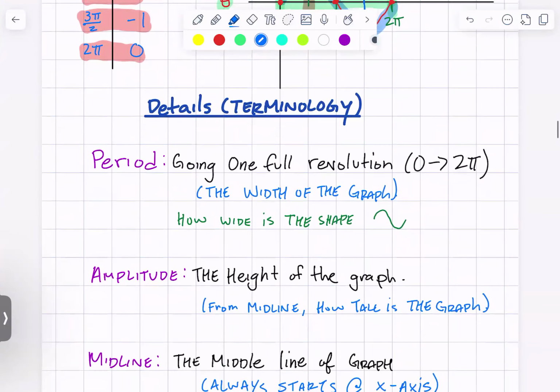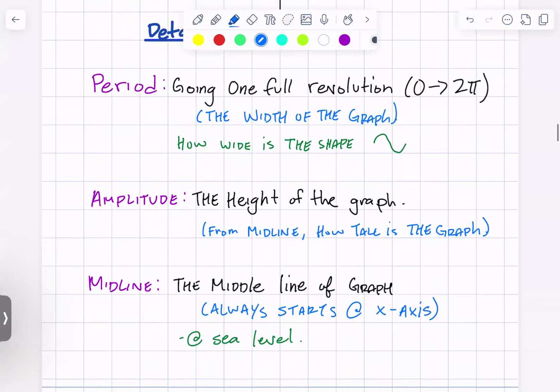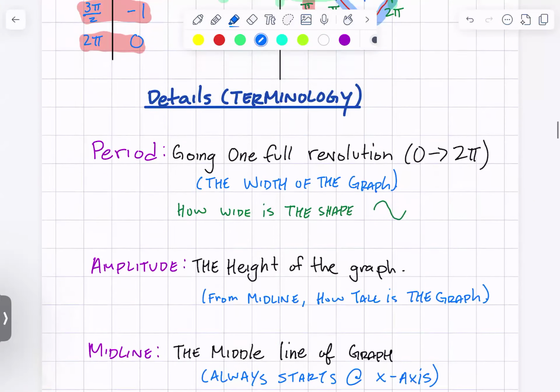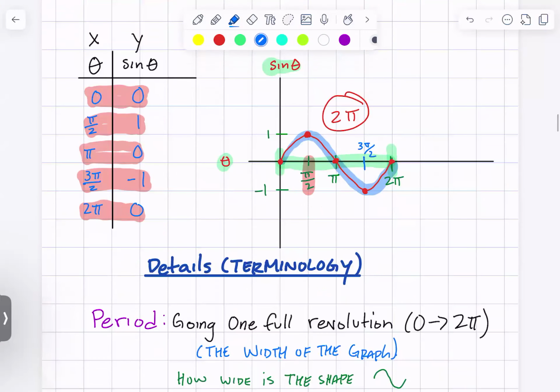And I know that I used midline, but I didn't define it. The midline is the middle line of the graph. It always starts off at the x-axis. Okay, so I think of it as sea level. So if you think of this as a wave, we call this the sine wave. Okay, this would be my midline here. And my midline would change if I go ahead and transform this graph.